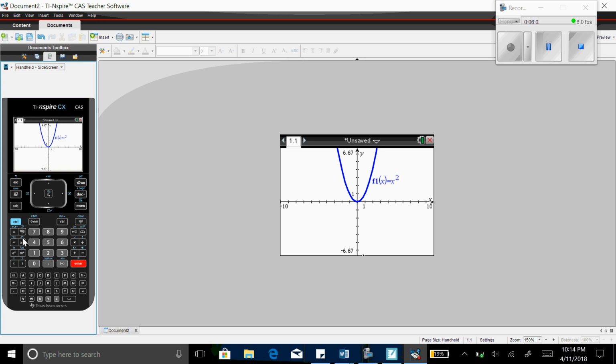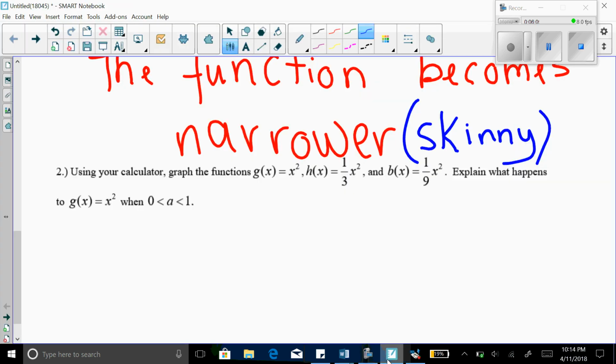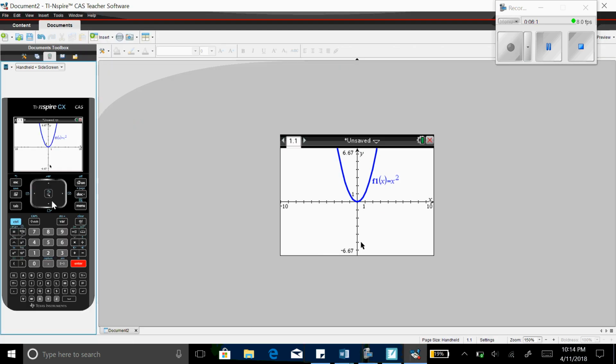And now we're going to see how all the other graphs, the ones that they list, are compared to this one. So the first one I want to do is 1/3 x squared. So hit tab. That gives you another graph line. We're going to type in 1/3 x squared. And you get the red graph. I'm sure you guys can guess what's going to happen, but let's put the other one in as well. Hit tab.